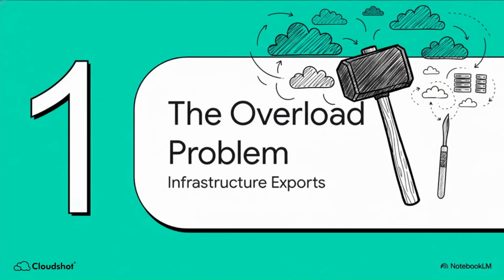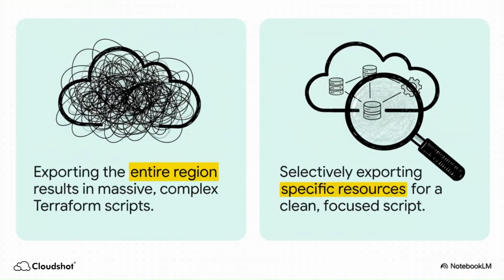And that leads us right into what I call the infrastructure overload problem. It's this super common challenge where the tools we use are built for these massive, broad strokes, but they just don't have the finesse we need for those targeted everyday tasks. Think about it like this. On one hand, you've got that all-or-nothing approach. It just buries you in this massive, bloated script full of dependencies you don't even need. But on the other hand, you've got the ideal: a clean, focused script with only the resources you care about.